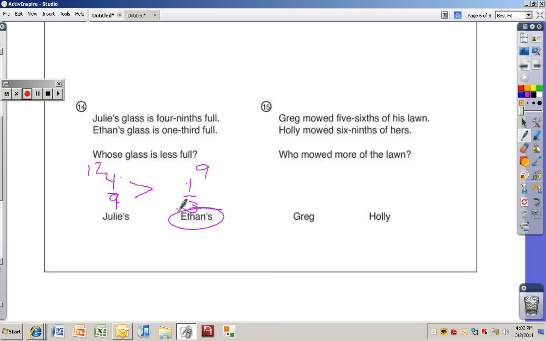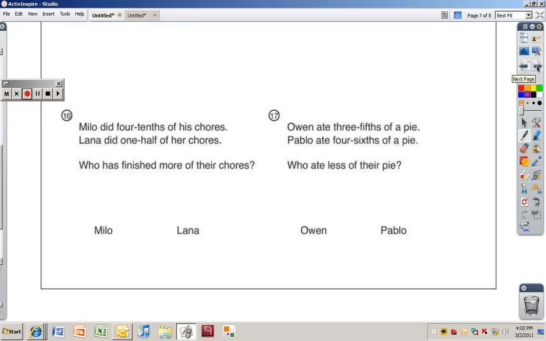Okay, Greg mowed 5/6. Sometimes they switch these too. They give you the other one and this one over here first in the problem, so you got to watch out for that. Holly mowed 6/9, which of course is equal to 2/3. And then you do 6 times 6, 36. 9 times 5, 45. Who mowed more? 45 is larger than 36, so Greg mowed more. 2 more problems. Pause the video. Turn it back on when you're ready for the solutions.